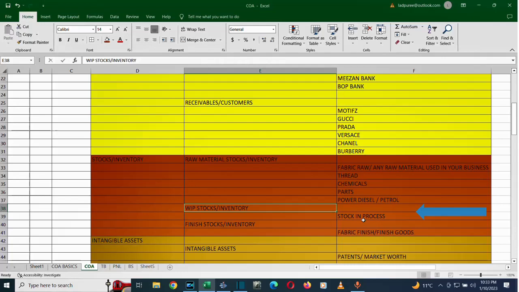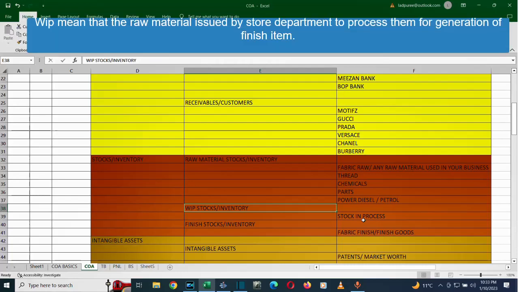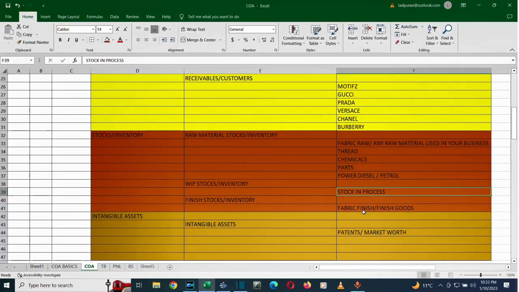WIP means that the raw materials used are issued by the store department to process them for generation of finished items. Then we will open finished material item stock account under finished stock inventory.